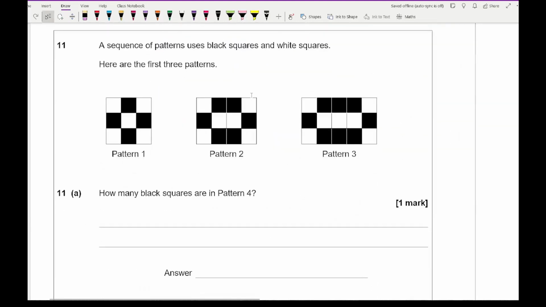Moving on to question 11, it says that a sequence of patterns uses black squares and white squares. Here are the first 3 patterns. How many black squares will there be in pattern 4? Well, if we start by just writing B, here I can see I've got 4, then I've got 6, and then I've got 8. So you can see that the difference in the black squares is increasing by 2. So therefore the next pattern is going to be 8 plus 2, which is 10.